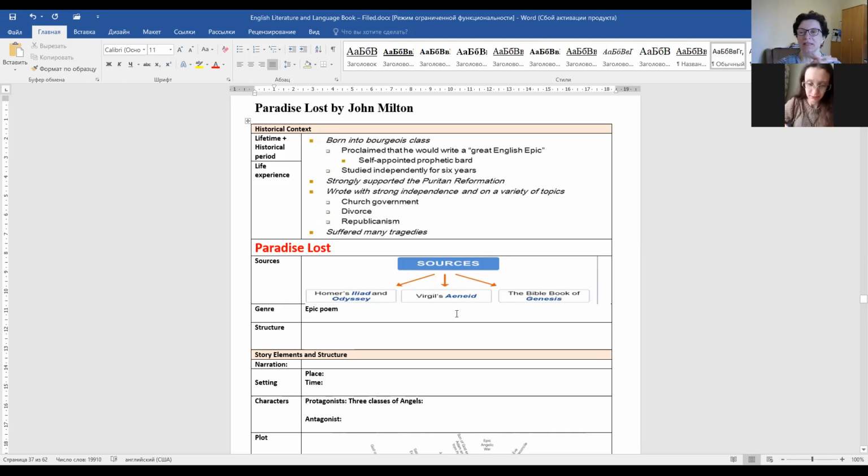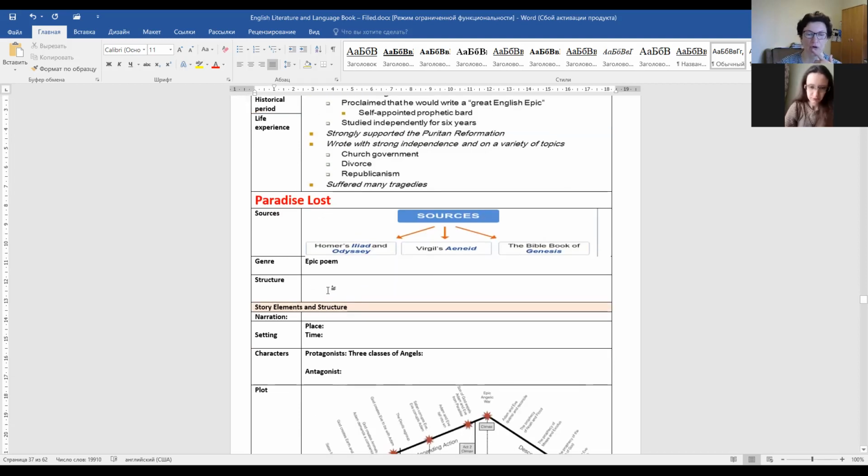We see that this is the time of enlightenment. Enlightenment means lighting your mind, просвещение, and we see that all ancient authors, all authors that were really famous in ancient Greece, now became famous again. So with the help of these authors, with the help of Homer and Virgil, he rewrote the Bible as an epic poem.